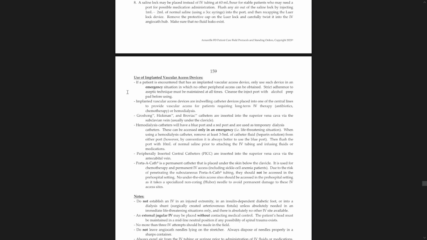Port-A-Cath is a permanent catheter that is placed under the skin below the clavicle. It is used for chemotherapy and permanent IV access, including sickle cell anemia patients. Due to the risk of penetrating the subcutaneous Port-A-Cath catheter tubing, they should not be accessed in the pre-hospital setting. No under-the-skin access site should be used in the pre-hospital setting, as it takes a specialized, non-coring Huber needle to avoid permanent damage to these IV access sites.